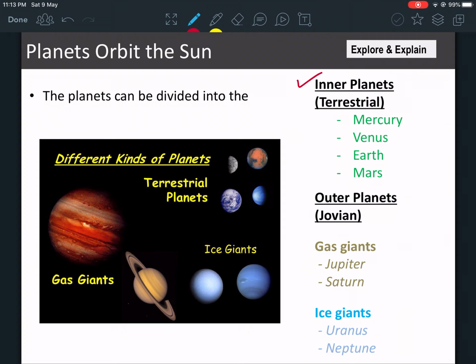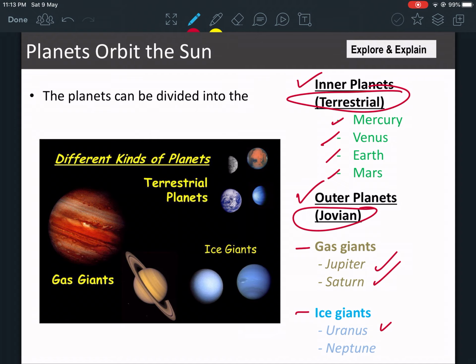We have the inner planets, which are called the terrestrial planets. We have the outer planets, which we call the Jovian planets. The inner planets are Mercury, Venus, Earth, and Mars. For the outer planets, we have two kinds of Jovian planets: gas giants and ice giants. Gas giants are Jupiter and Saturn, and ice giants are Uranus and Neptune.